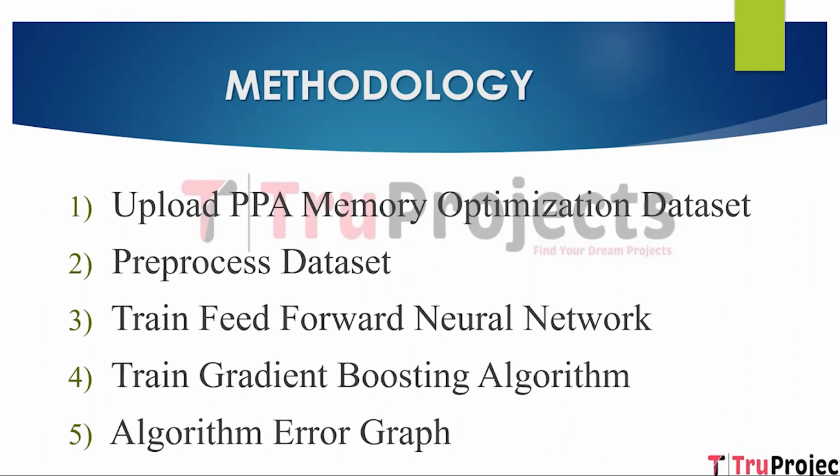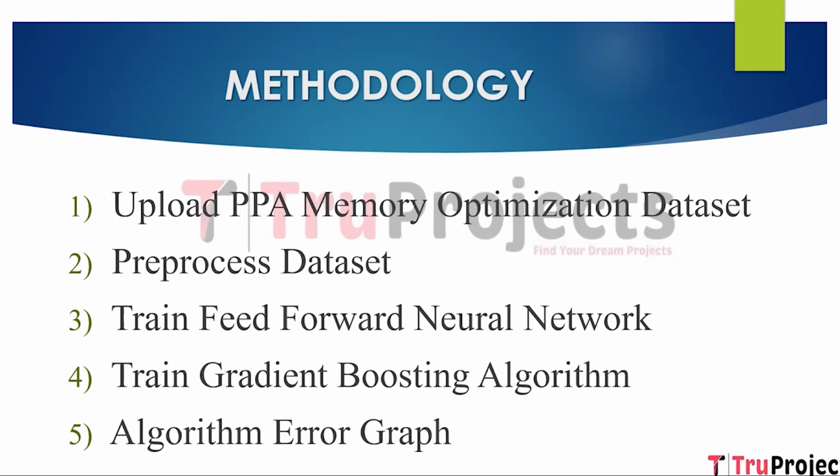Next one is train feed-forward neural network. A feed-forward neural network is a type of artificial neural network where information flows in one direction from input to output layer. It is used in the project to predict optimized memory for executing tasks based on memory traces, enabling efficient memory allocation and reducing power consumption. In this module, we will input the above training data and test data to the feed-forward algorithm to train a model, and then this model can be used to predict memory compiler.